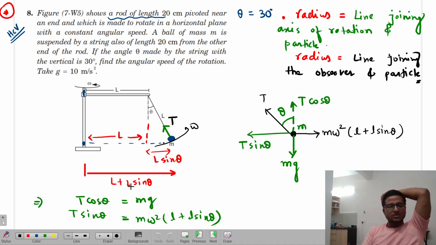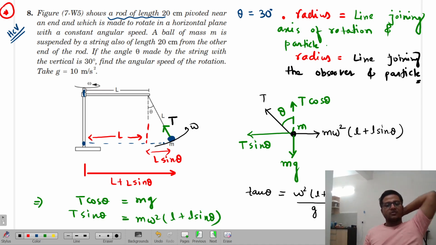So here, which kind of motion is this? This is a horizontal circular motion. Obviously, so I'll resolve tension: T cos theta and T sin theta. I get T cos theta equal to mg, and T sin theta equal to m omega square L by L plus sin theta. If you divide, you'll get tan theta equal to omega square (L plus L sin theta) divided by g. Put all the values, you'll get omega. Are you able to get me or not? Understood? Did you enjoy it? Got it or not? Okay.